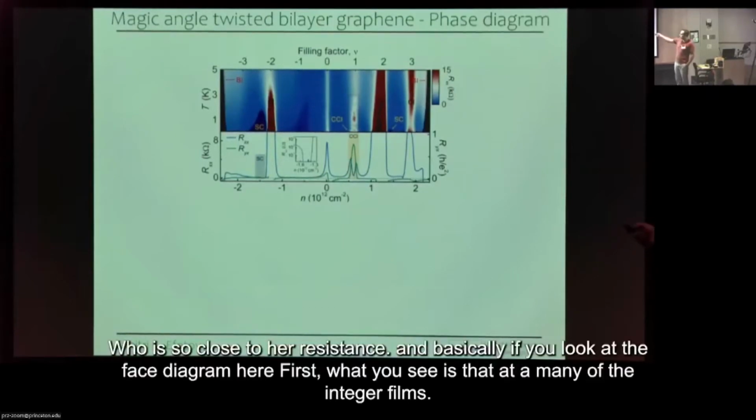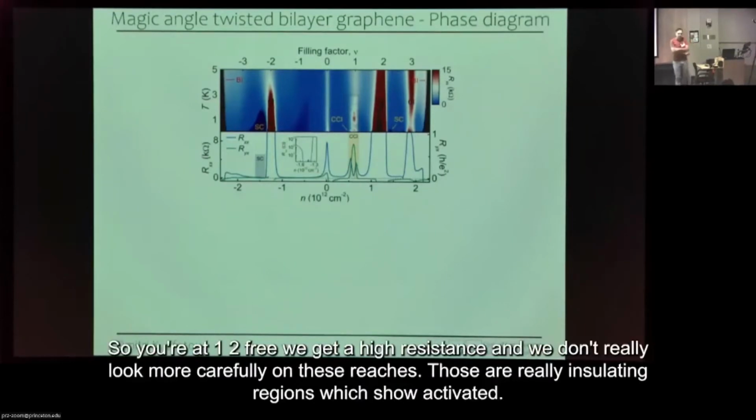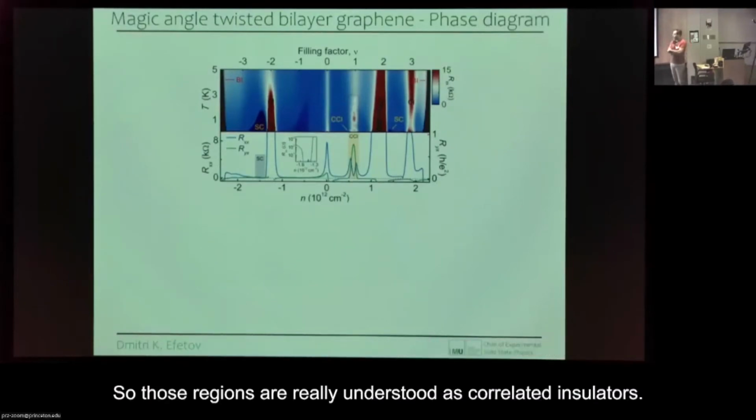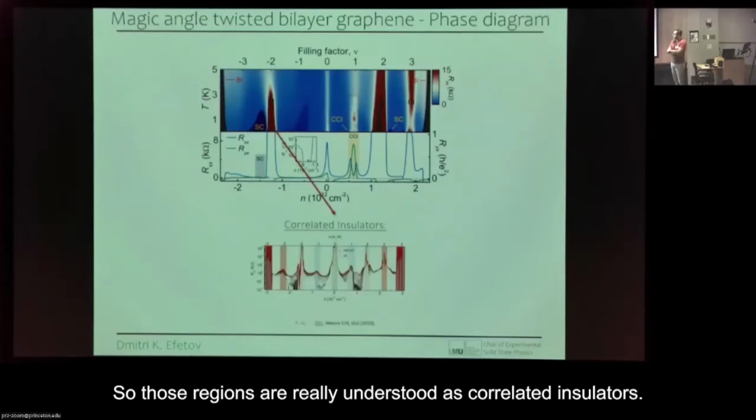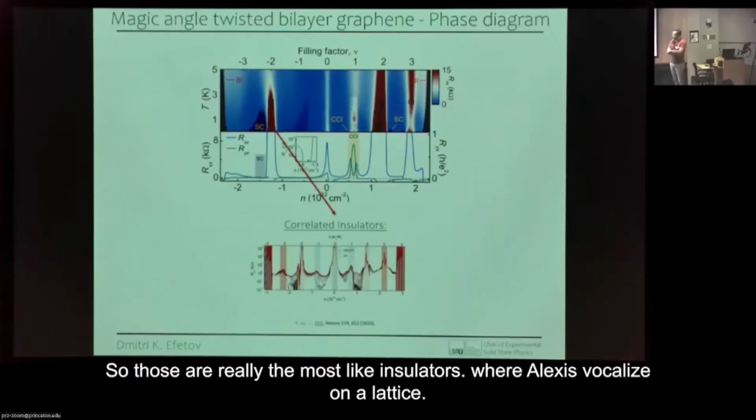If you look at the phase diagram here, first, what you see is that at many of the integer fillings, so here at 1, 2, 3, we get highly resistive regions. If you look more carefully at these regions, those are insulating regions, which show activated temperature behavior. So those regions are understood as correlated insulators. Those are these Mott-like insulators where electrons localize on a lattice.